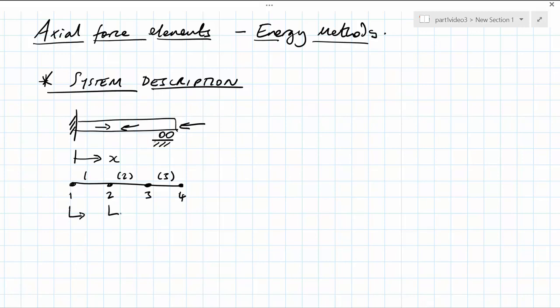The displacements at each node are labelled, and we use the letter U to describe these.